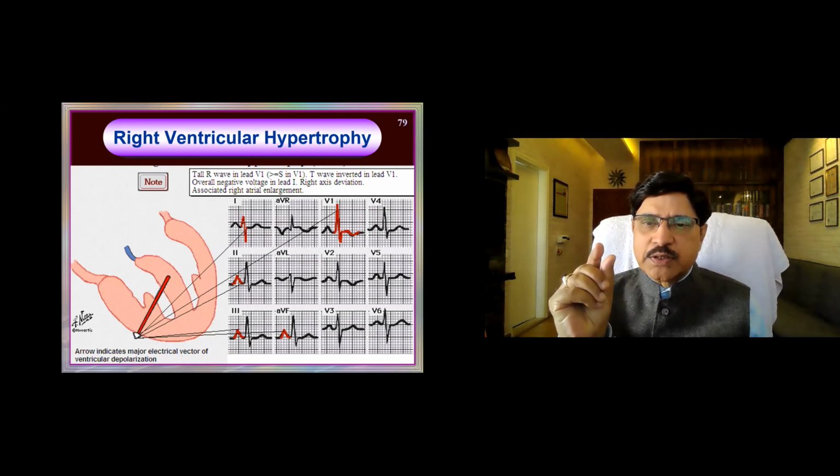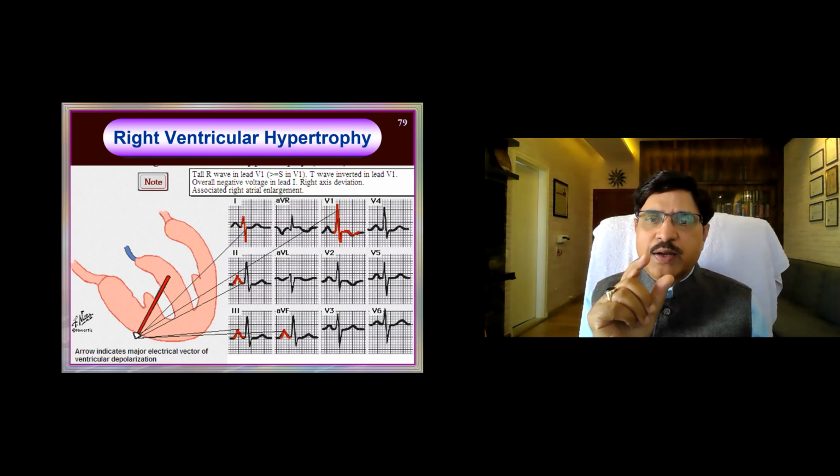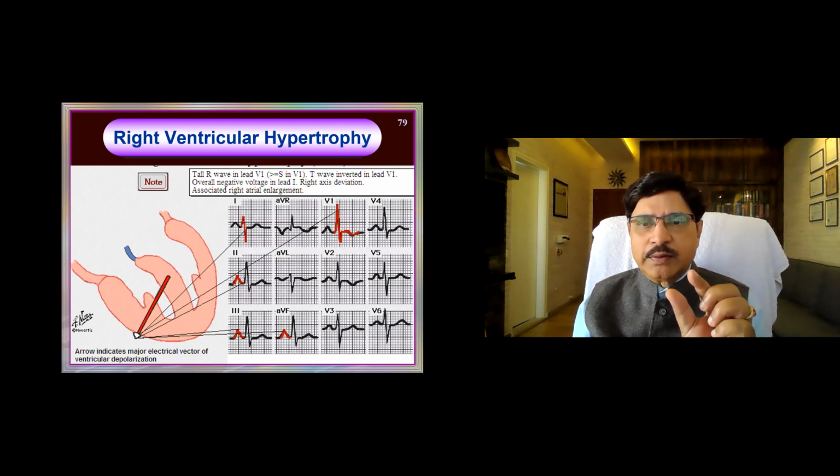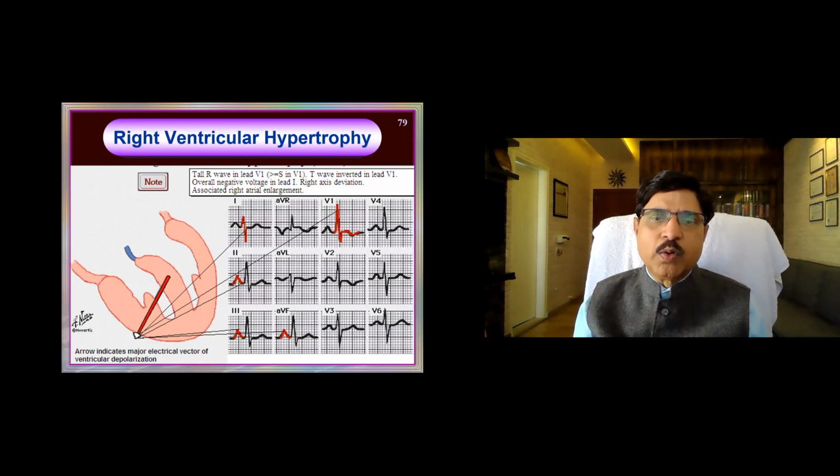Normally right ventricular muscle is thinner, 3 to 4 millimeters in thickness, while the left ventricle is around 9-10 millimeters in thickness. You call it LVH when the left ventricular thickness is more than 10 millimeters. How do I know that? By measuring the wall thickness of the left ventricle and the right ventricle in the echo. Now here, ECG wise also we can say.